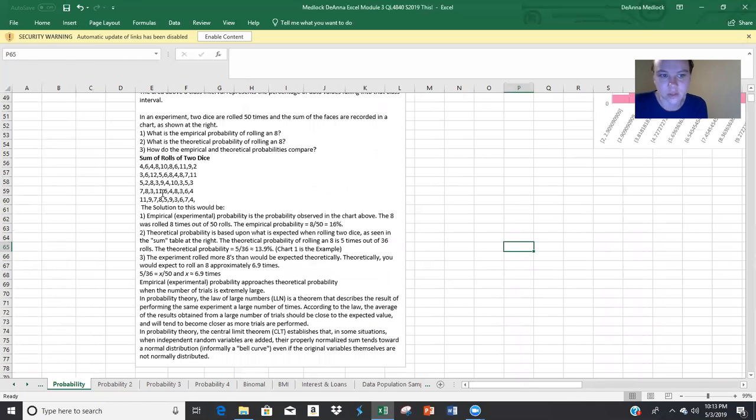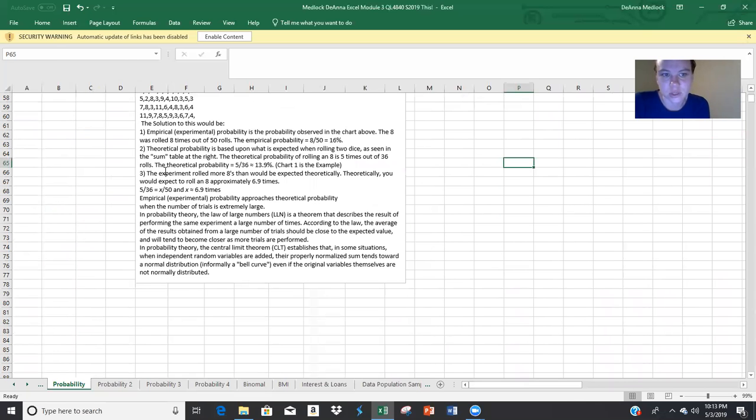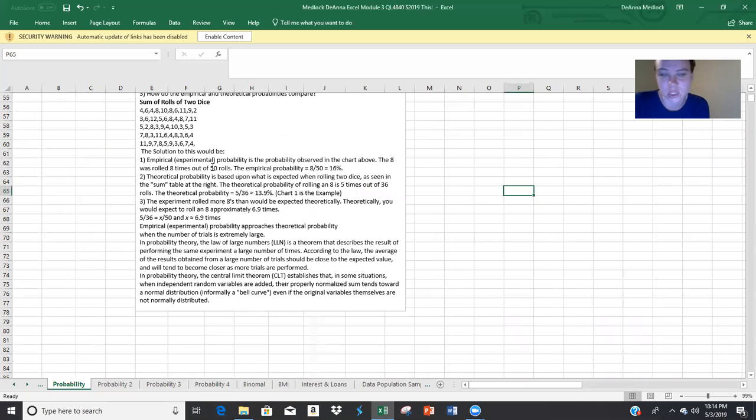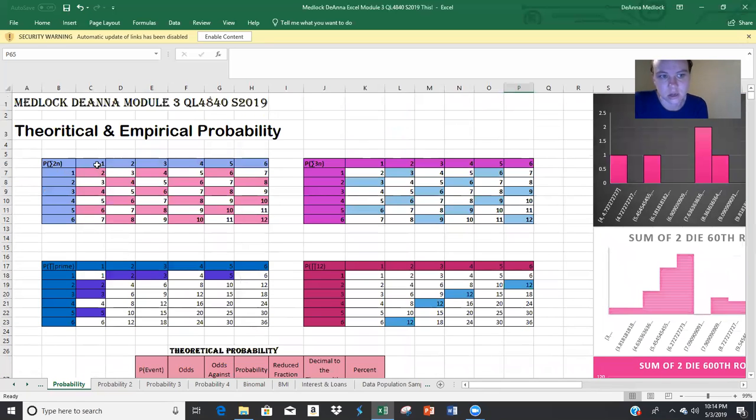So here is all of the numbers of the sum of the 2 dice rolled. And so the solution to this would be empirical, which is experimental probability, the probability observed in the chart above. 8 was rolled 8 times out of 50 rows. So the empirical probability equals 8 out of 50, which equals 16%, which up here we did that with the 18 out of 18. The odds against it was 18 out of 18. The probability was 18 out of 36, which was a half. So that was a 50% chance of rolling each die at a given time.